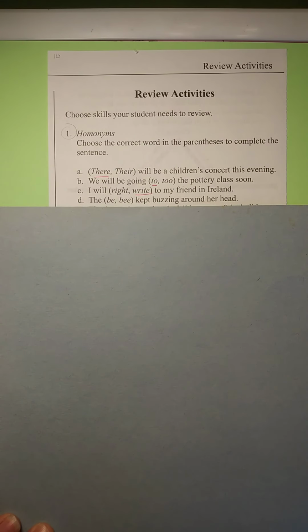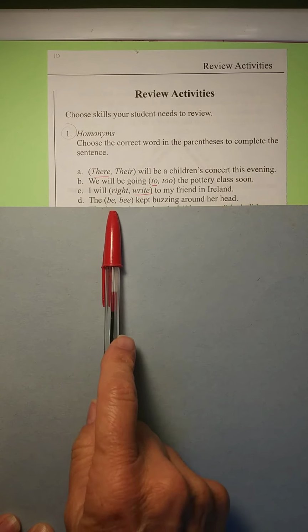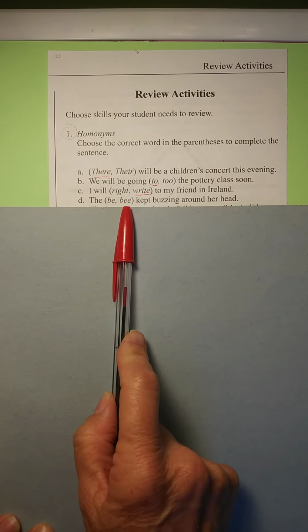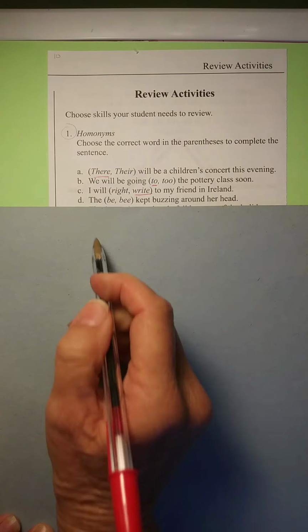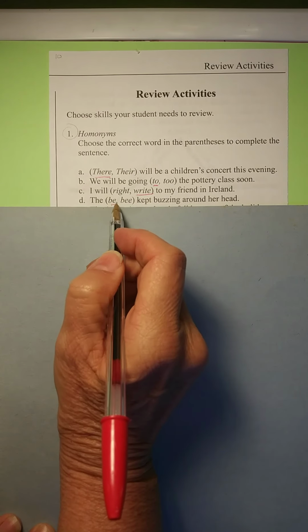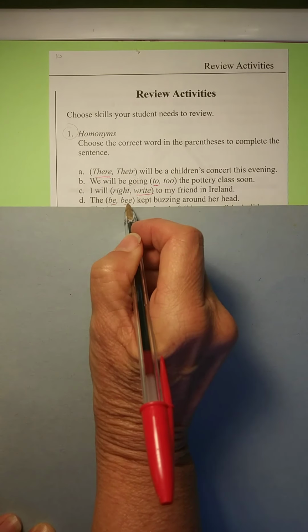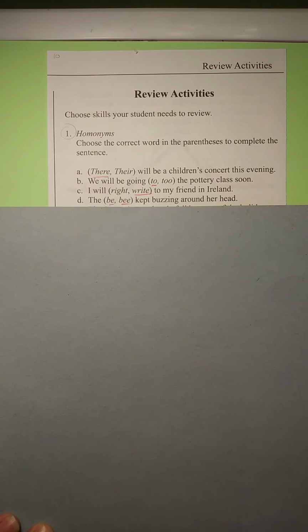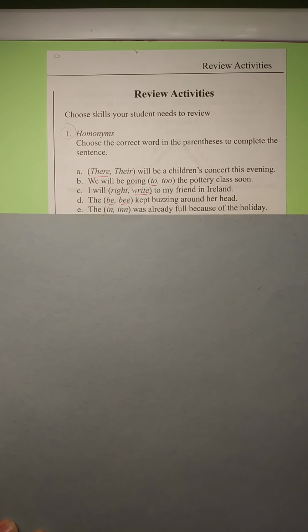D. The bee kept buzzing around her head. Okay, which bee is it? Bee or be? Okay, this is a state of being. This is a verb. Oops, sorry, shouldn't have underlined that. But this is the correct choice. This is the insect that buzzes around people's heads.